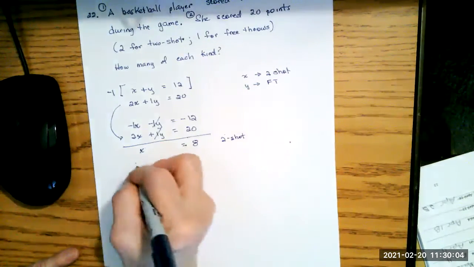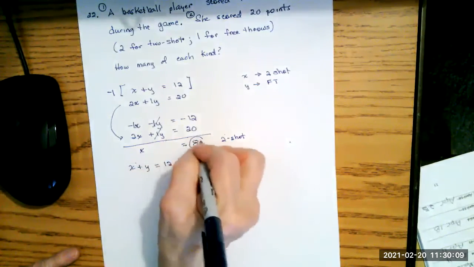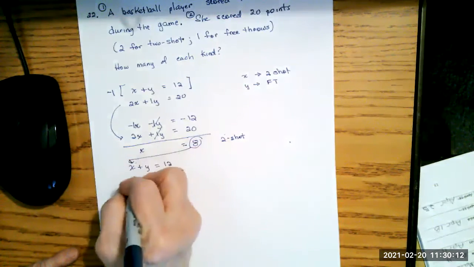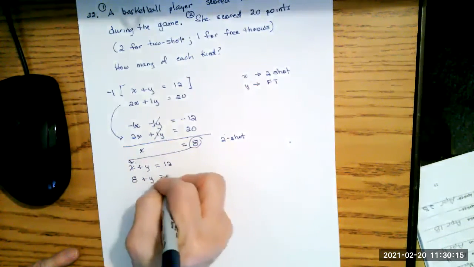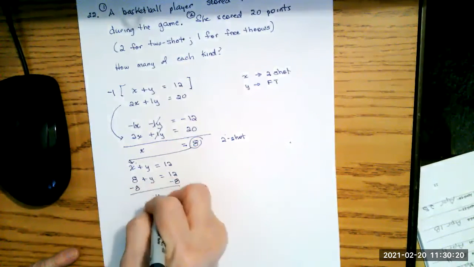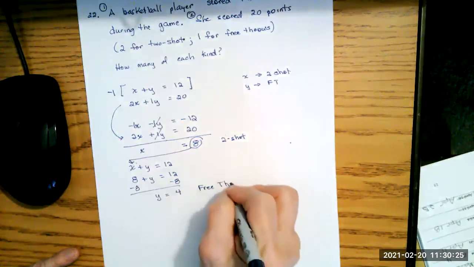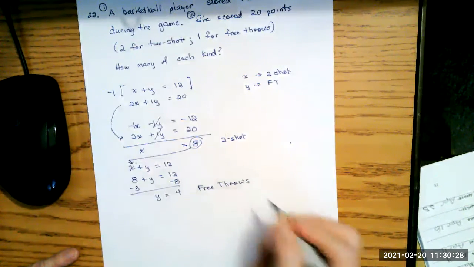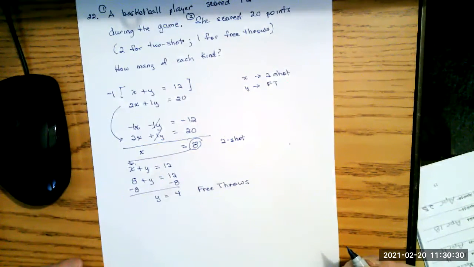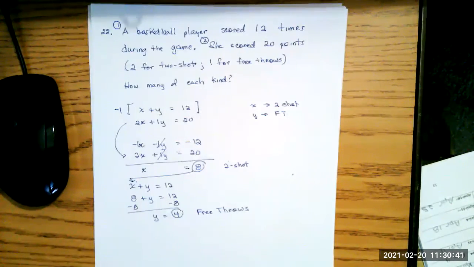And then I use my first equation, x plus y equals 12. And I put my 8 back in here for x. So now it says 8 plus y equals 12. Subtract your 8 from both sides. So y equals 4. And that's the number of free throws. Okay? So it'll ask you how many two shots, that would be 8, and how many free throws, that would be 4, for a total of 12 times that she scored during the game.